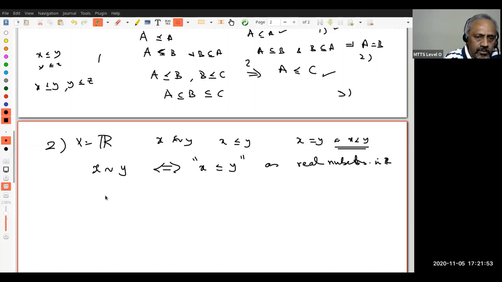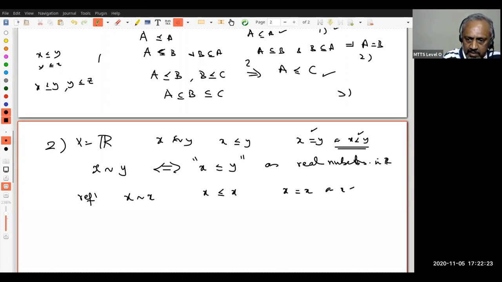Now what are the things I have to know? Whether it is reflexive. So that is whether X is related to X. When does it happen? If and only if X is less than or equal to X. Is that true? What is meant by X is less than or equal to X? That means X equals X or X is less than X. When is this statement true? If either this statement is true or this statement is true. Therefore, X equals X or X is less than X: this is not true, but this is true. Therefore, this statement is true. You understand that? Therefore, reflexivity is true.